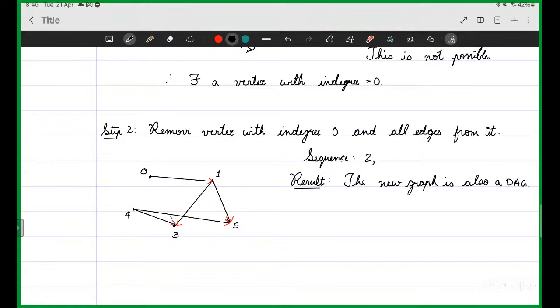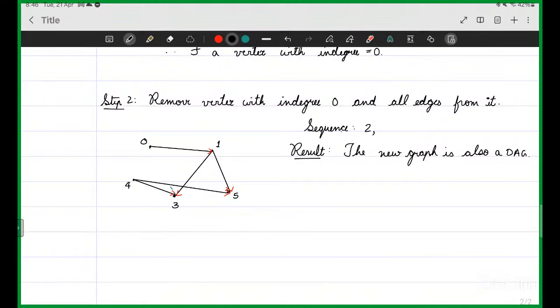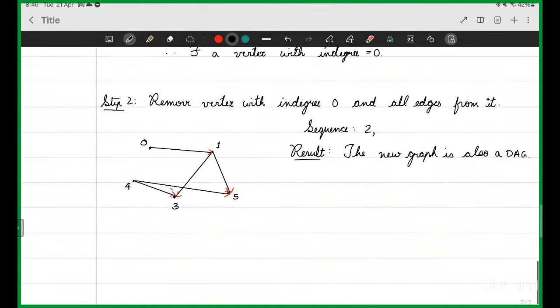Right now, I do the same procedure over and over again. Right now, this is a DAG. By step 1, I know that this should have a vertex with in degree equal to 0. Does this have a vertex with in degree equal to 0? Yes, sir. 0 or 4. So here you have a choice. Remember that you have a choice. Let us take 0.